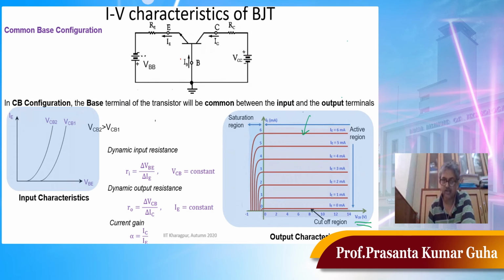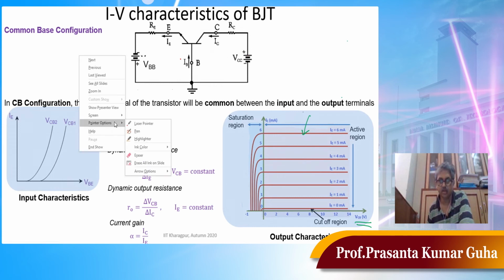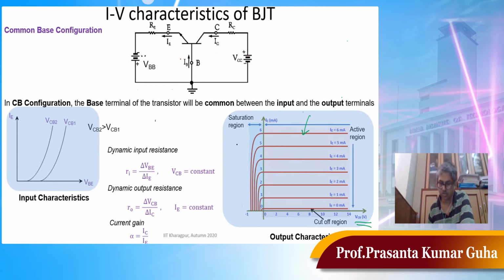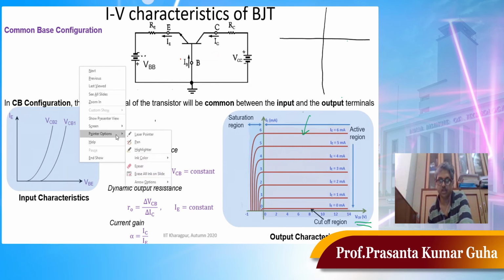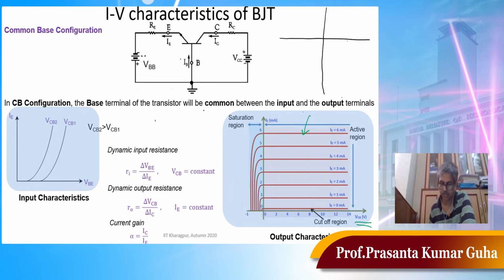I would like to give you another insight. You see, this is a reverse bias. This collector base junction is in reverse bias, right? So if I plot the characteristics, I think I have mentioned these briefly in the last class as well.